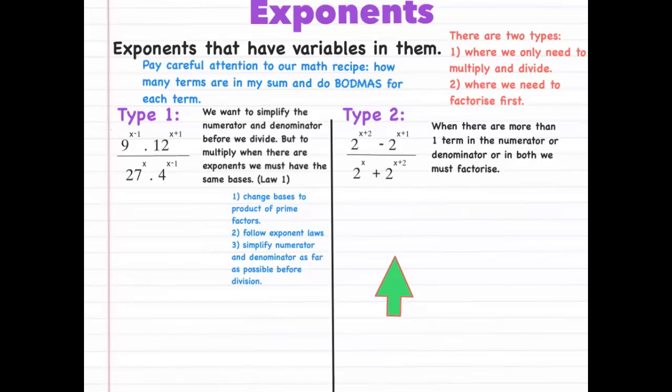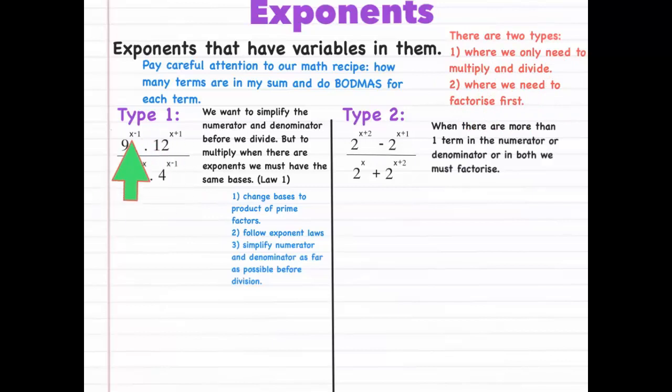Everyone, and welcome back to this brand new lesson. And this lesson is a bit different from the previous exponent ones in the fact that the exponents have variables in them. See, the exponents are not only numbers, they are now actual variables, and the bases are all numbers. Okay, so there are two of these types where we only need to multiply and divide.